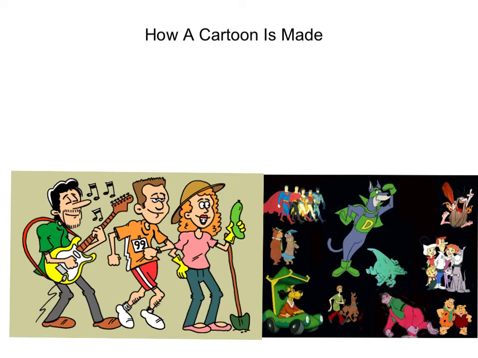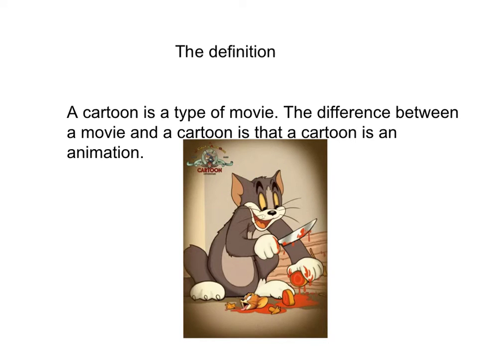How are cartoons made? The definition. A cartoon is a type of movie. The difference between a movie and a cartoon is that a cartoon is an animation.